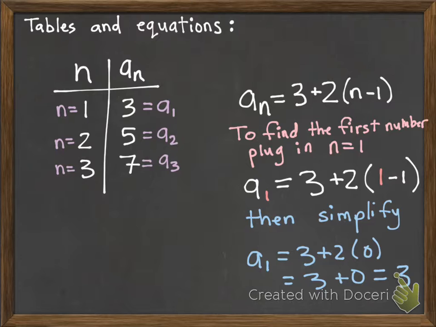If we wanted to find the second term, we could make the n be 2. If we wanted to find the third term, we could make the n be 3. So plug in the term number you're looking for for the n in the equation.